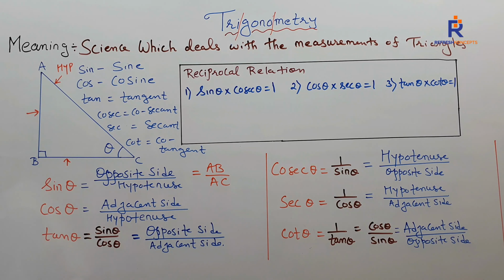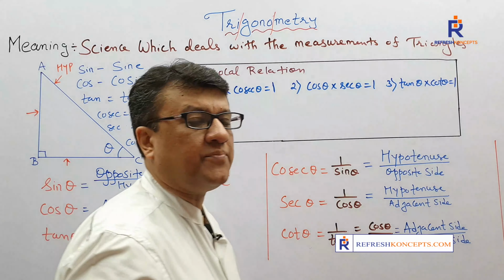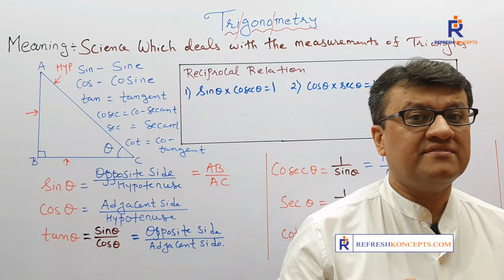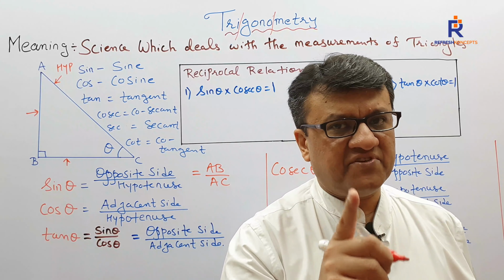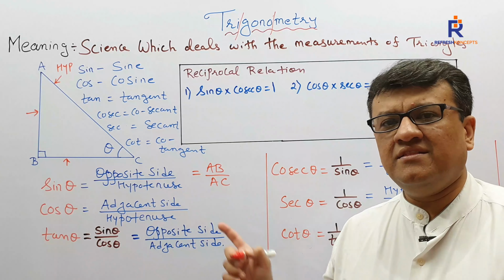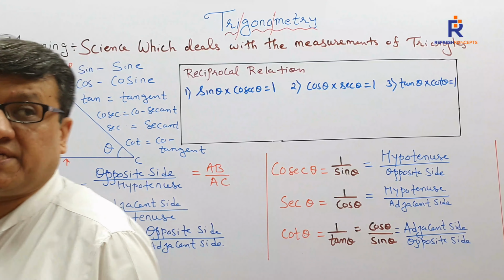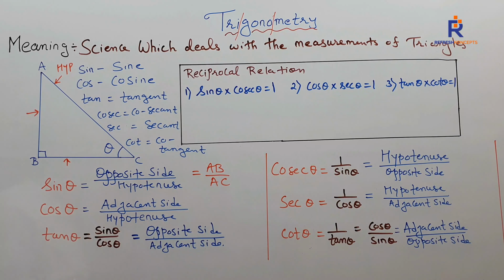So what is the definition of sine? The definition of sine is opposite side upon hypotenuse. You have to learn this by heart. All the definitions are what you are supposed to learn by heart, children. We have started off, the very first function we have studied is sine of an angle: opposite upon hypotenuse. Over here, it is AB by AC.